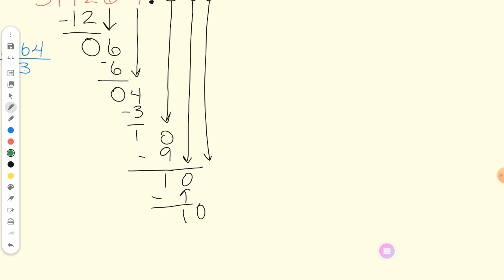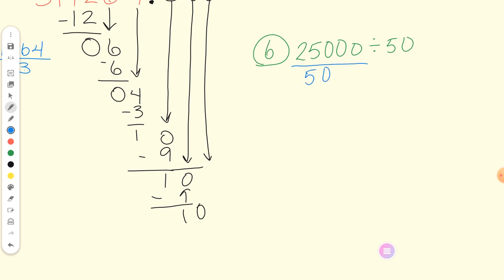But number 6, the first one said, if you missed these, you're writing them down. 25,000 divided by 50. If I were working this problem, I would write it like this. Cancel one set of zeros. What's 25 divided by 5? 5. How many zeros are left? 2. Okay, there's not a ton of work to show, but you should have a little bit.